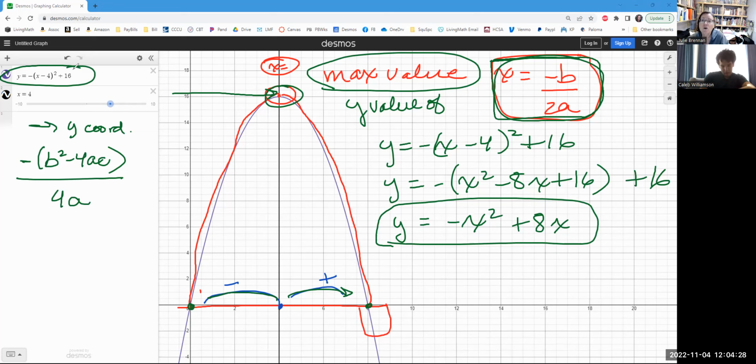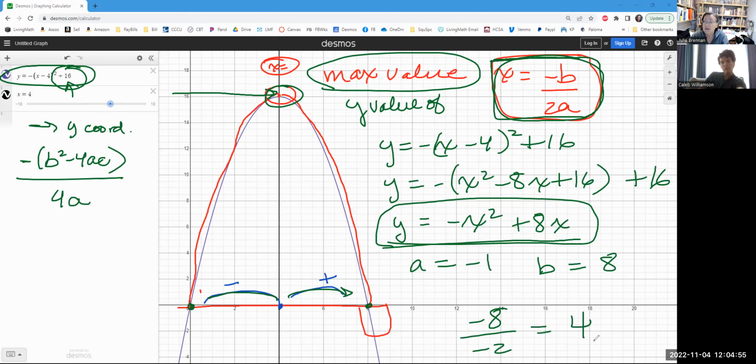Now I'm going through a lot of work to give you what's already here because this is in vertex form, right? But if you have this, what used to be called the standard form, really hate that. What I do know is that a is equal to -1 and b is equal to 8, right? So I can plug it in here. And what am I going to get? I'm going to get -8 over -2, which would be +4. So if I plug a 4 in here, what am I going to get? -16 plus 8 times 4, 32 equals, there's my 16 right there.